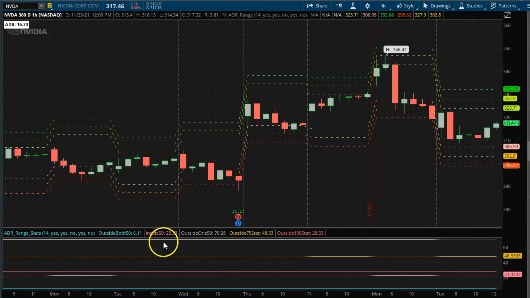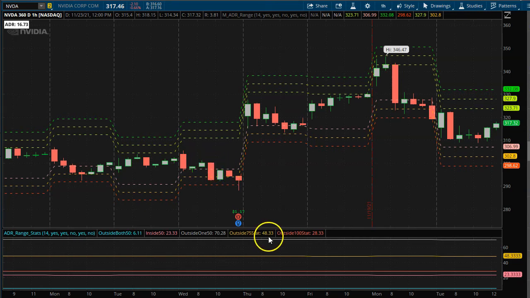Another thing we can learn from these statistics is that 23% of the time for NVIDIA, the price stays inside both 50s. So for example, here's a day in which the price did not break the top nor the bottom. Usually, however, we could expect with 70% of the time for price to break one of the 50 lines. So for example, on this day, it broke the bottom 50 ADR.